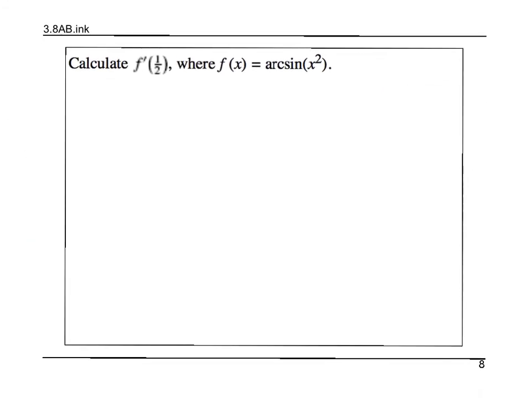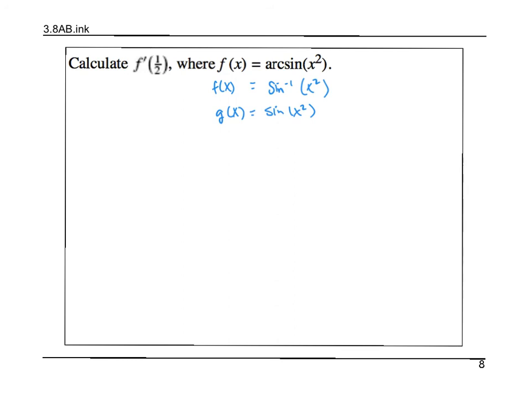All right, so let's look at our first example using the rules. We can prove it as well, but we're going to use the rules. We want to find f prime of 1/2, where f of x is equal to arc sine of x squared. So arc sine is also written as sine inverse of x squared. That is our f, which means our g, the original, is sine of x squared. I don't like when they notate it this way, but anyways.